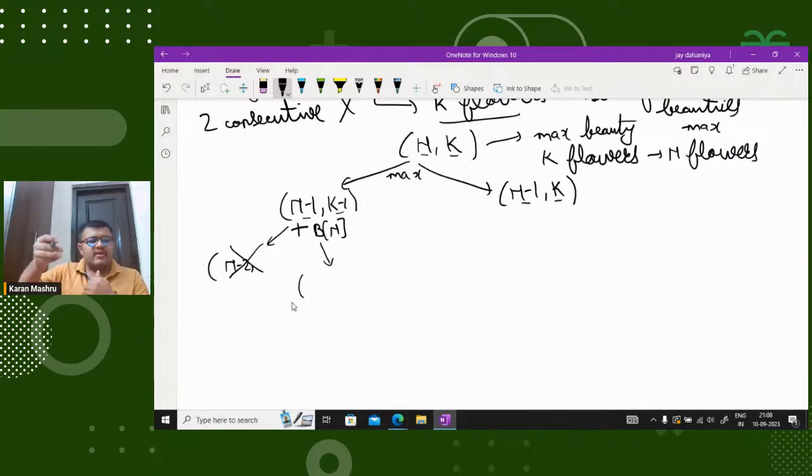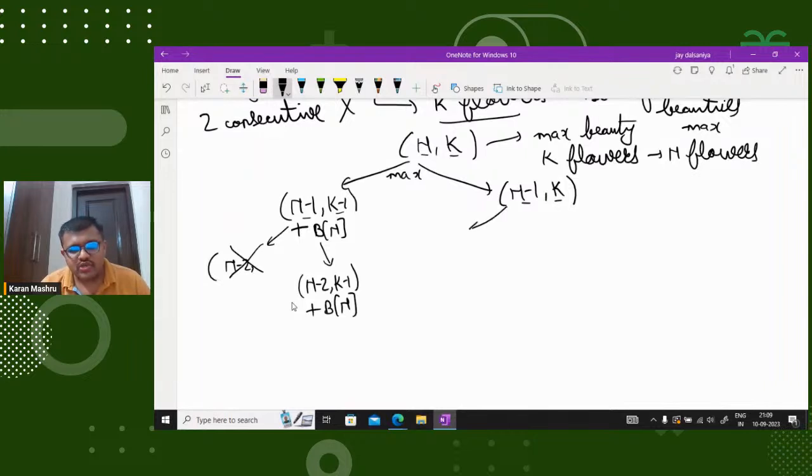Like during recursion we can take an array or something which can basically mark whether to take a flower or not to take a flower. So basically here I will not be able to take it, so the remaining number of flowers will be n minus 2, and the flowers to be taken is k minus 1, plus b of n. Okay, because b of n is the flower which you have considered.